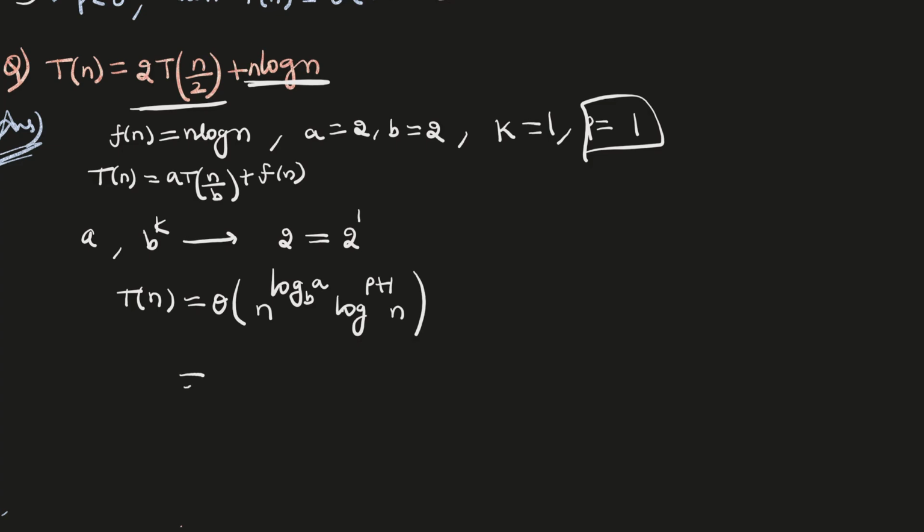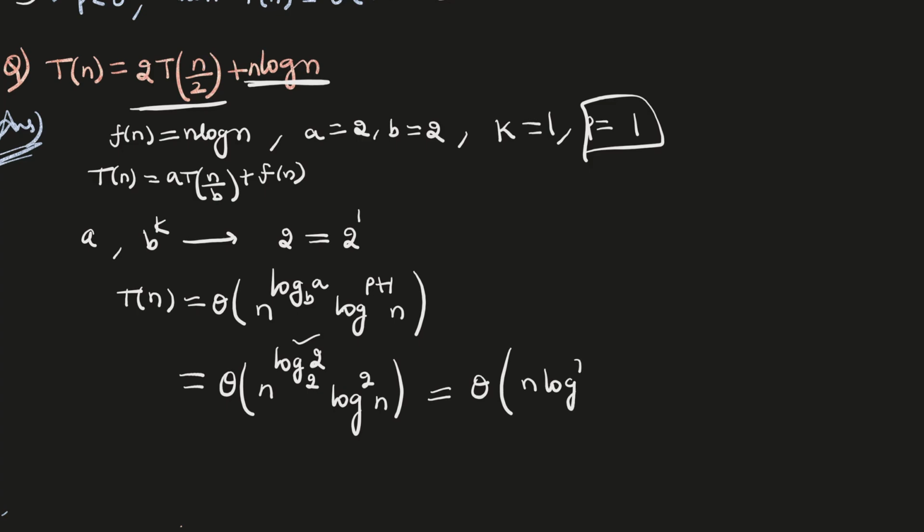Okay. So we just simply have to substitute the values. N power log a base b, where a is 2 and b is 2, into logarithm of 1 plus 1, that is 2, n. So this would come out to be theta of n log squared n, since log 2 base 2 value is 1. So this is the value of T of n.